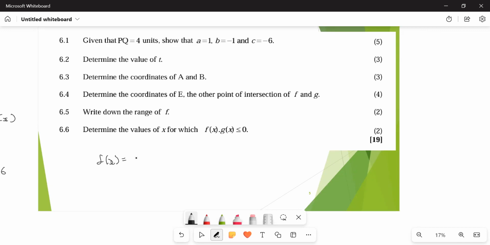f of x is x squared minus x minus 6. Then to find the value of t, you're just going to substitute x as 1 over 2. Is it 1 over 2 or minus 1 over 2? It's 1 over 2, so we say 1 over 2 squared minus 1 over 2 minus 6. Therefore, t is minus 25 over 4. Yeah, then you got your 3 marks.